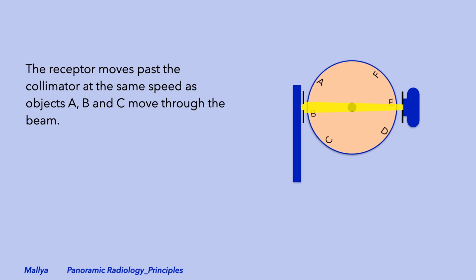First, let's consider the situation where the receptor moves past the collimator at the same speed as objects A, B, and C move through the beam. Images of objects A, B, and C will be recorded when they are closest to the receptor. Note that in these positions, structures D, E, and F, which are located on the opposite side of the disk, will be superimposed over the images of structures A, B, and C.